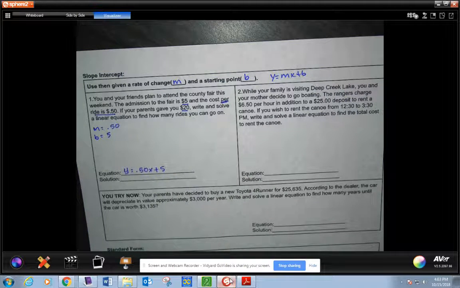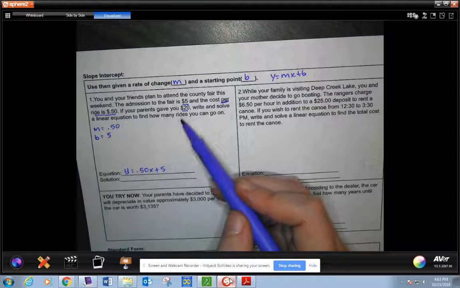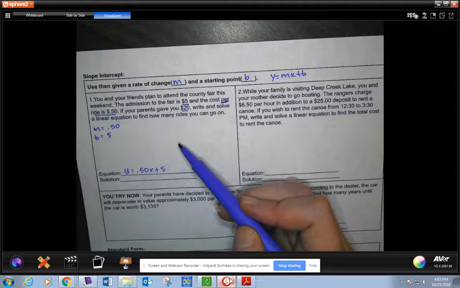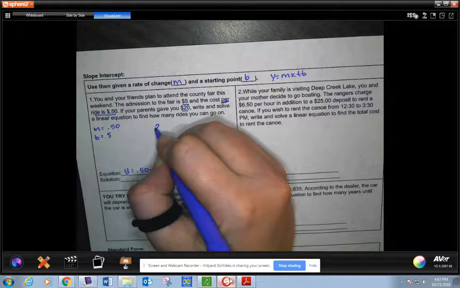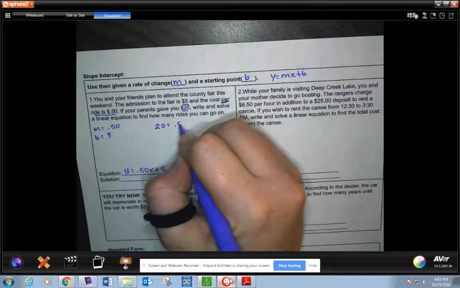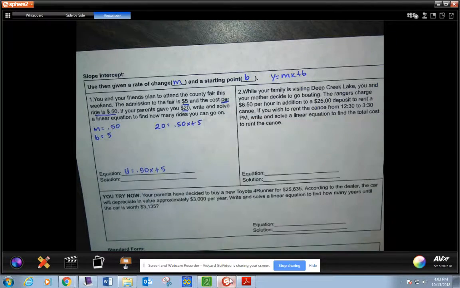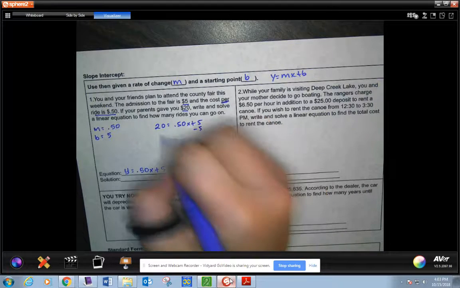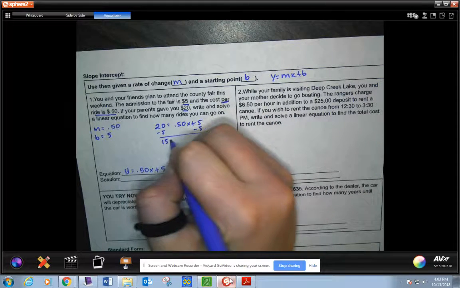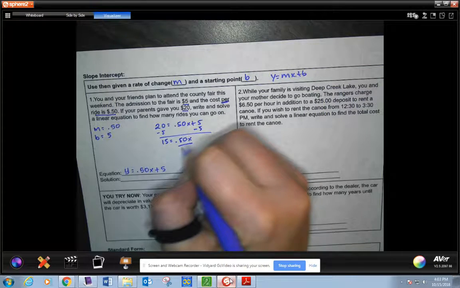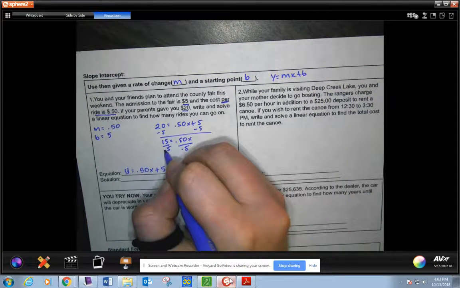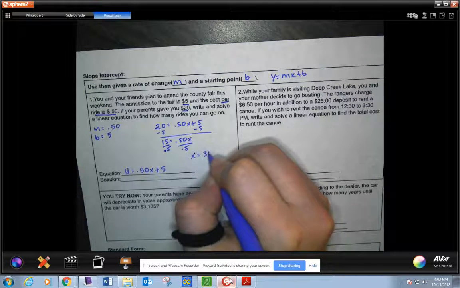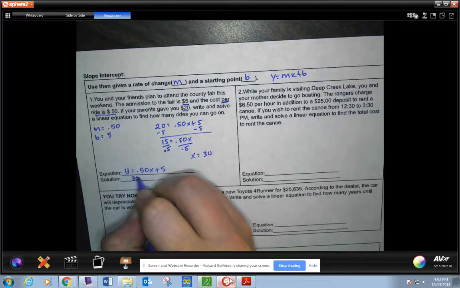There's my equation. Now, if my parents give me $20 and I want to know how many rides I can go on, rides is x. So what you're just going to do is you're going to put 20 in the y spot and 0.5x plus 5. And now you just have to solve the problem. So you're going to subtract the 5. That gives you 15 equals 0.5x. Divide by 0.5. And when you do 15 divided by 0.5, that's going to give you 30. So my solution is I can go on 30 rides.